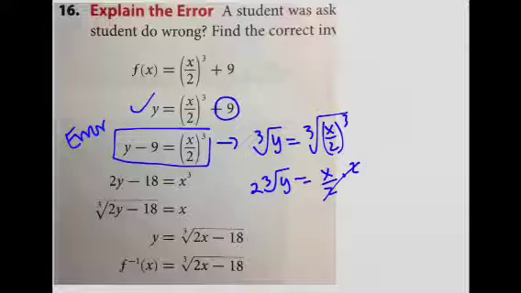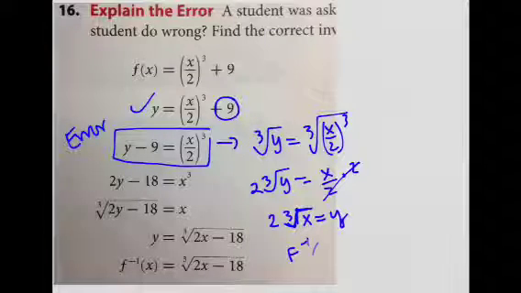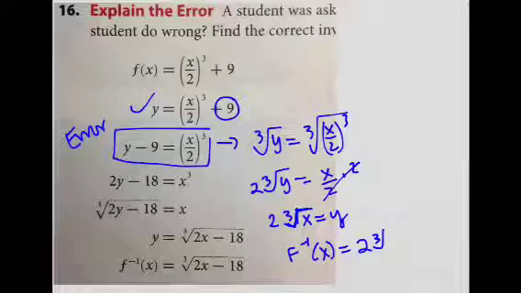So now that x is by itself, you switch the x and the y. Oops, I keep forgetting to switch it out. And now that y is by itself, change it to function notation. So this is what the answer should be.